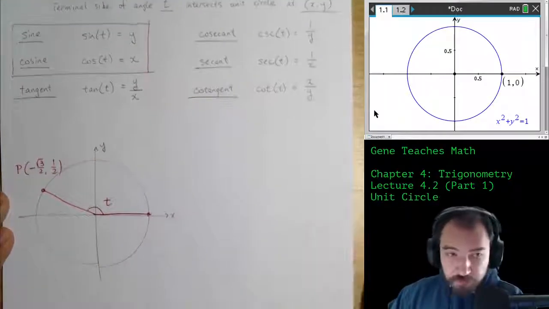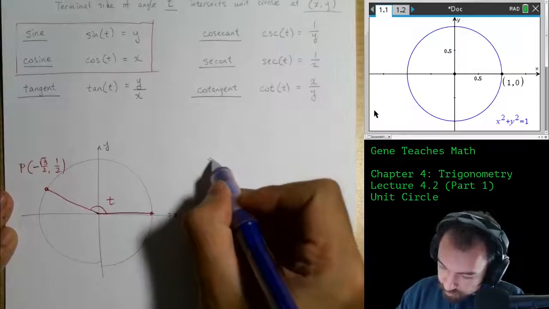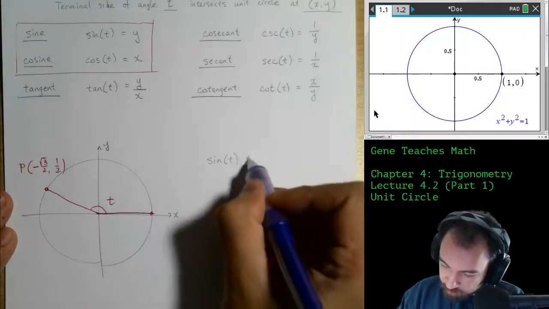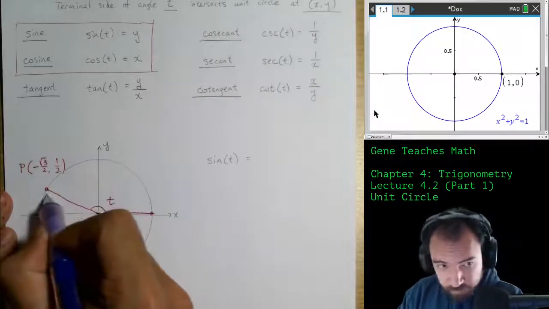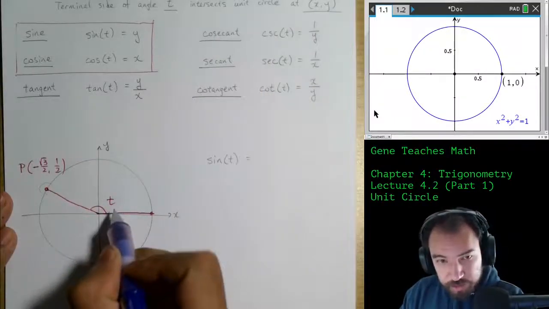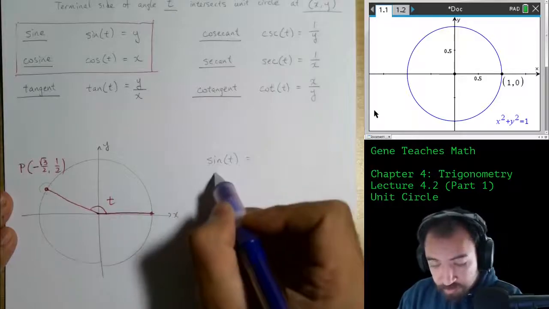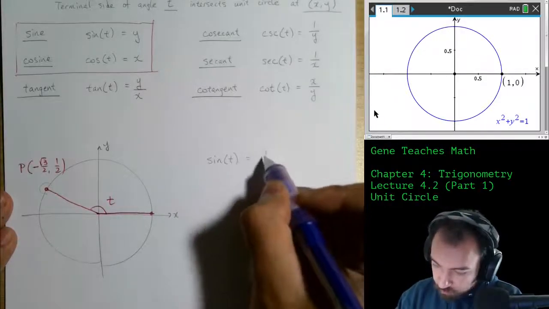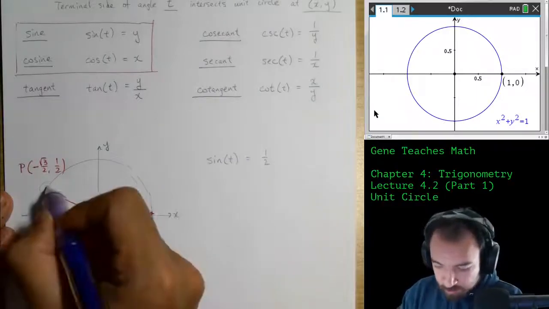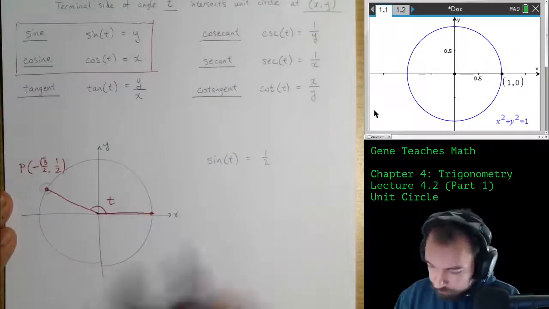Now, if I wanted to know sine of t, we understand that that's going to be the y-coordinate of this point. I don't know the angle t yet, but I can still say that sine of whatever that angle happens to be is 1/2 for the y-coordinate, just because I know where it intersects the unit circle. Okay.